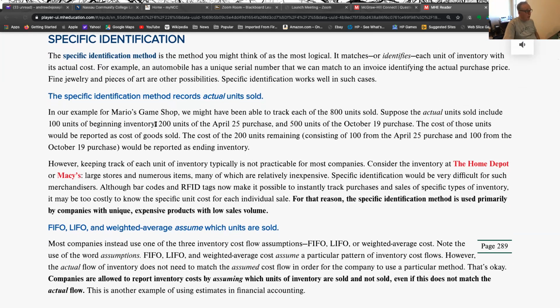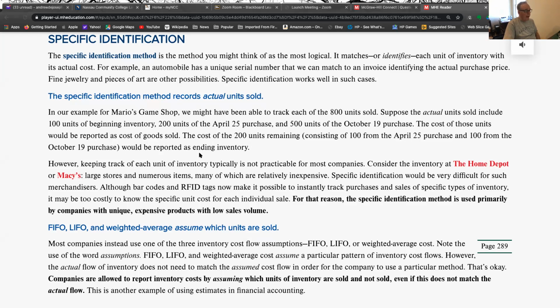Okay, now they say here, suppose that Mario's Game Shop was able to track the 800 units sold. Suppose the actual units sold include 100 from the beginning inventory, 200 from the April 25th purchase, 500 from the October 19th purchase. The cost of those units would be reported as cost of goods sold. The cost of the 200 units remaining consists of 100 from April 25th and 100 from October 19th. That would be reported as the ending inventory, right?